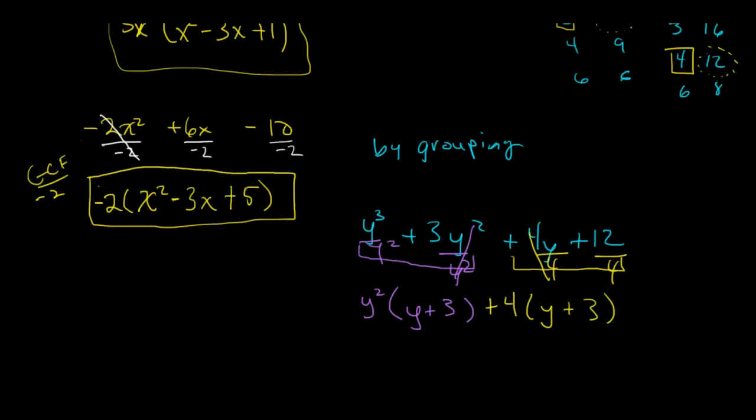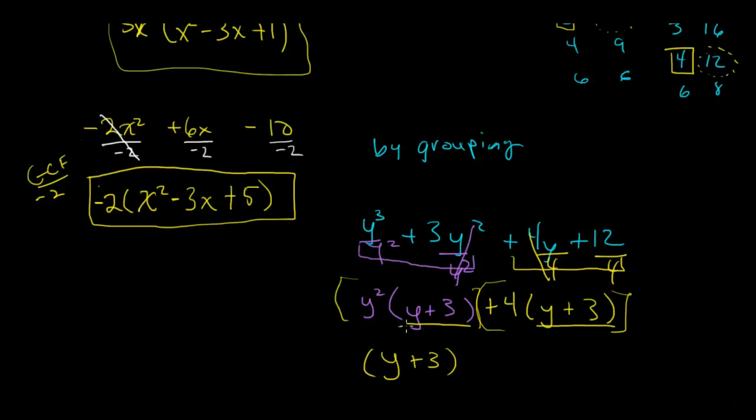Well, look at what I've got here. I've got y plus 3 here, and I've got y plus 3 there. So this term and this term both have in common a y plus 3. I can, in essence, factor that out. Now, what's happening here is I have two terms with a common factor, and that common factor is y plus 3. So I can divide out y plus 3 from both terms.